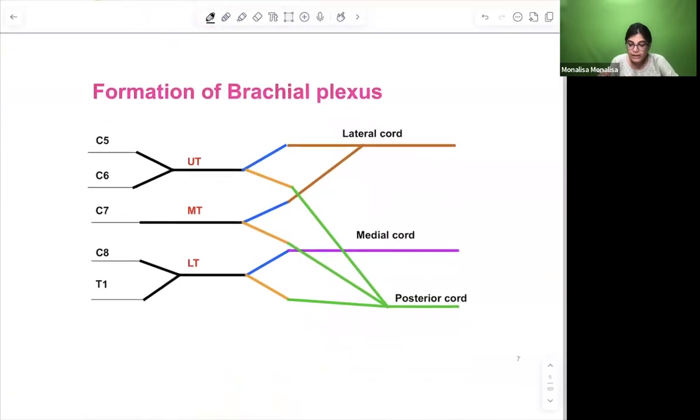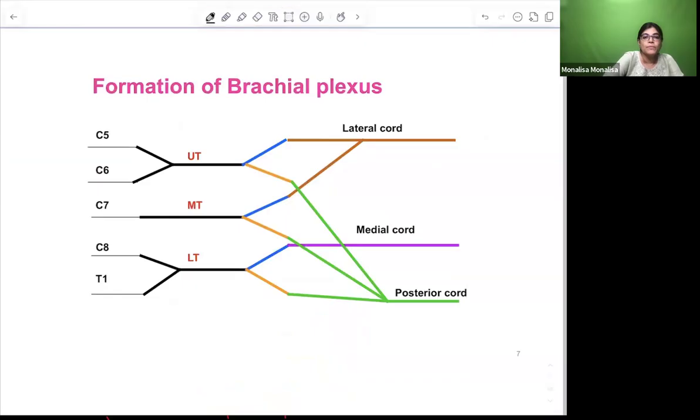Okay. Now another important topic. If we talk about the upper limb, the most important topic is the brachial plexus and the nerves. So let's quickly revise it. I have already taken this class and explained it in detail. So let's quickly revise it.